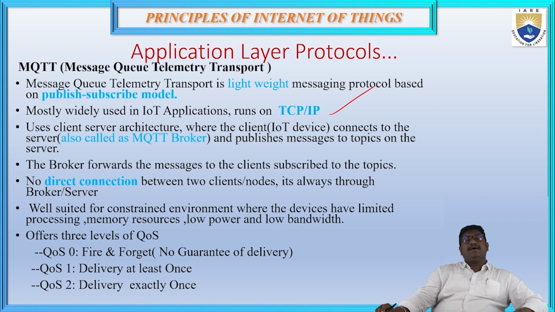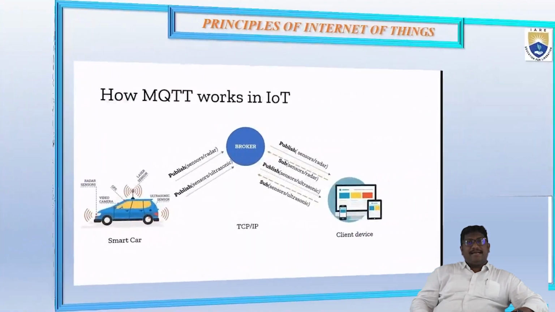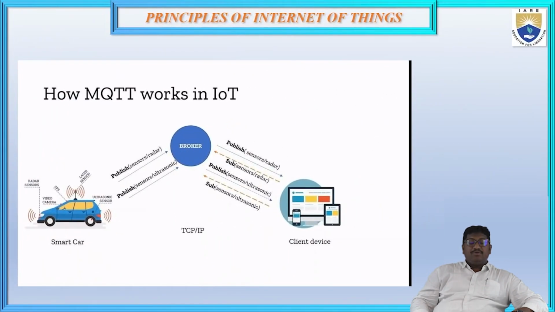And here the things are maintained in quality of service with three different levels. The first one is fire and forget. The second one is deliver at least once. And the last one is deliver exactly once. These are the three different kinds of quality of service levels which are maintained. And this is how MQTT is going to function.